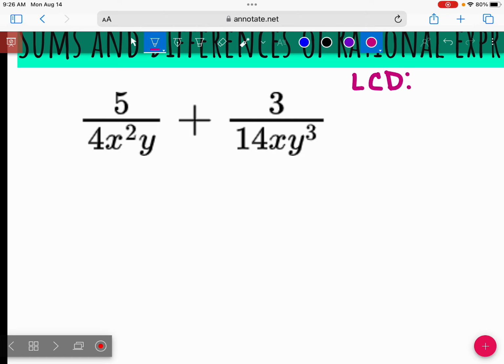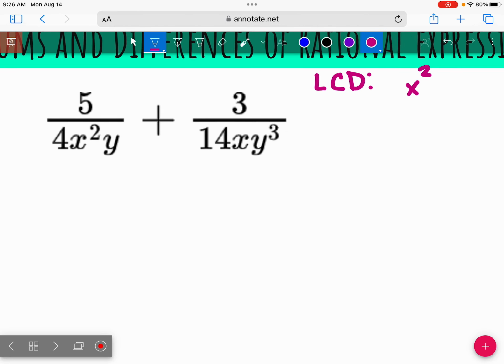So our least common denominator, what pieces does the denominator need to have? How many x's do we need to have total? x squared, right? How many y's does it need to have? 3. So y cubed. How about the number? What is our lowest common denominator between 4 and 14? That's lowest common multiple. 28. So our common denominator is going to be 28 x squared y cubed.